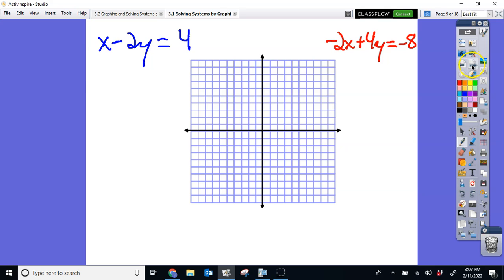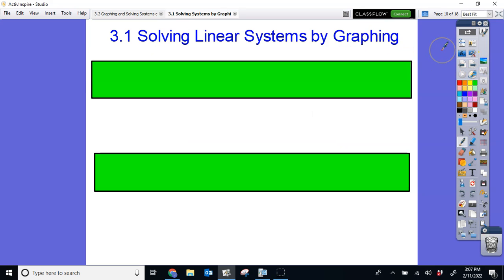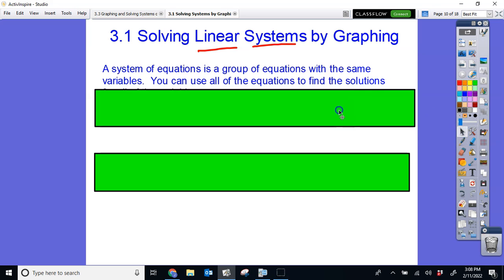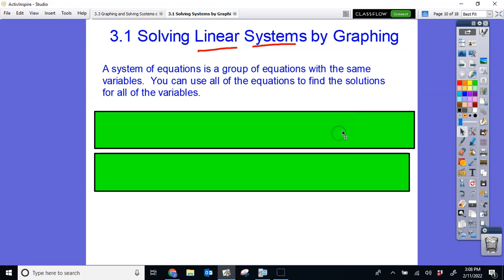I'm actually going to kind of skip ahead here. I'm going to skip down to number 4 on your little guided notes that I gave you. Number 4 actually defines what a linear system is. A system of equations is a group of equations with the same variables.